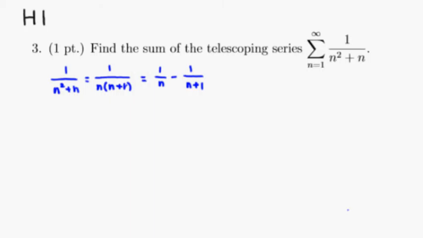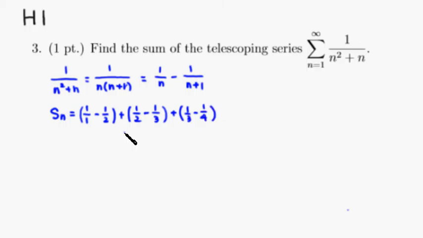Now let's find the partial sum, s of n. The index n is going to start from 1 and go all the way to n. I'm going to write the first few terms and the last few terms. For n equals 1, it's 1 over 1 minus 1 over 2. The next one is 1 over 2 minus 1 over 3, and plus 1 over 3 minus 1 over 4. Those are the first 3 terms.